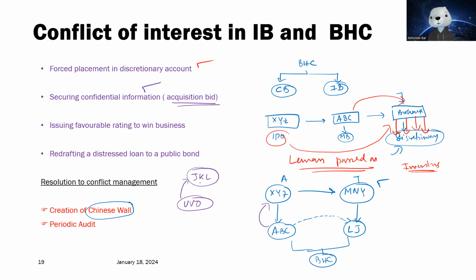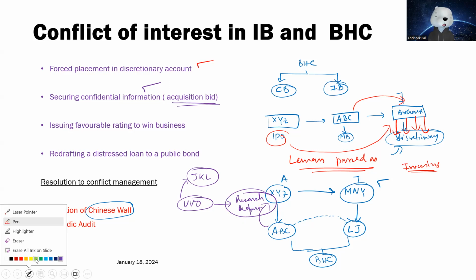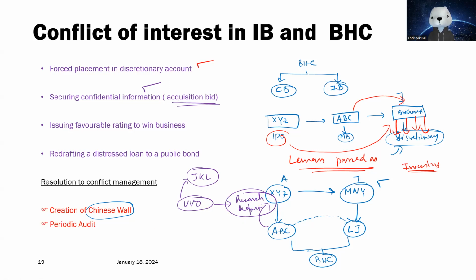UVO wants to win business from JKL, but it's not been able to make quite the inroads that it was actually hoping for. UVO also has a research report writing division. That's because, as we discussed, this is what the sell side advisory does. UVO influences their research department to issue some favorable report about JKL.